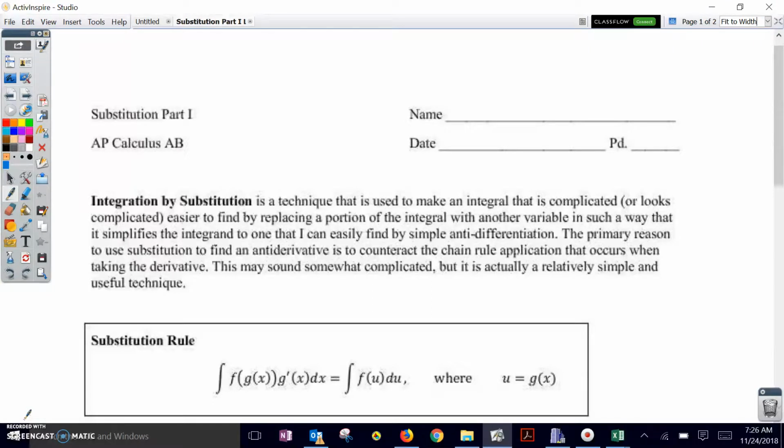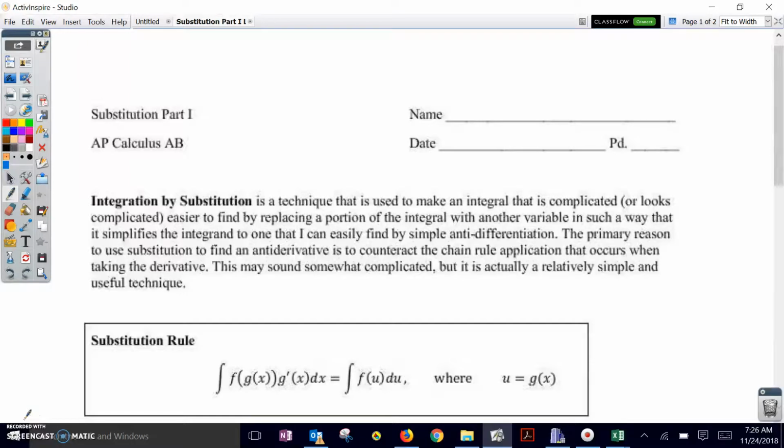First we introduce you to the concept of integration by substitution. What we're doing when we use integration by substitution is we're taking an integral that looks complicated and we're going to make it easier by making a substitution to replace a portion of the integral with another variable. And our goal in doing this is to turn it into an integral that we can find by just using simple anti-differentiation.